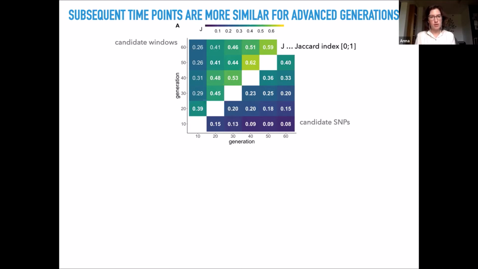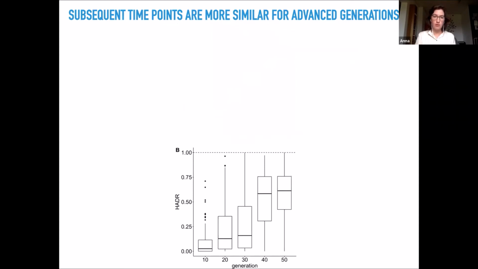And the Jaccard index is a similarity measure. So if it's 0, this means you have no overlap whatsoever. If it's 1, this means the sets are actually identical. And what you can see for both analysis levels is that early neighboring generations have a lower Jaccard index than more evolved time points. And you see a similar pattern if you look at this HADR statistic. Only later on, this HADR statistic actually gets higher values, like on average above 50%.